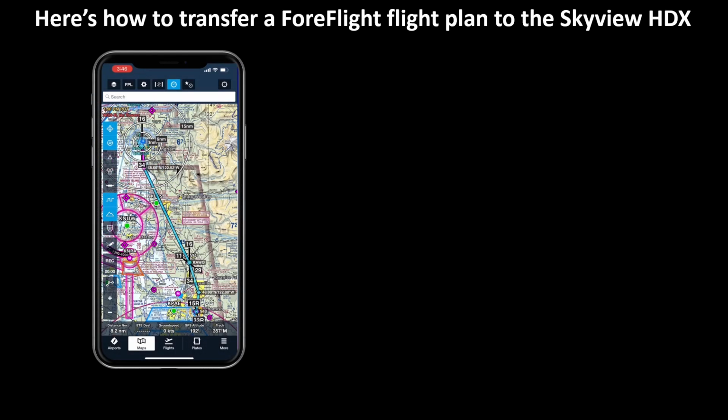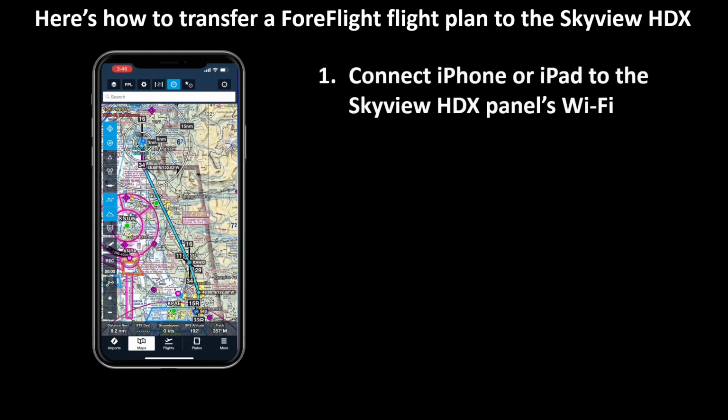So, there are a number of steps to transferring a flight plan from ForeFlight over to the Skyview HDX. In total, they take about maybe 20-30 seconds to perform in the cockpit. So the first thing you want to do is connect your iPhone, or your iPad for that matter, to the Skyview HDX panel's Wi-Fi. You can see here on the example that I'm showing that you see the Wi-Fi symbol. That shows that we have a good, strong Wi-Fi connection.